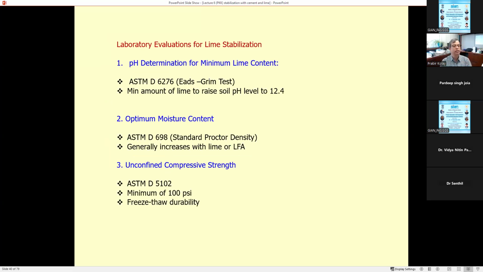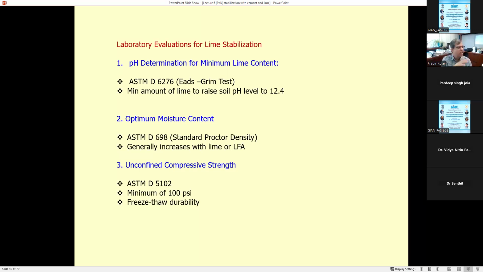For evaluation of lime stabilization, as I mentioned, there is the Eades and Grim method. First you add soil and different percentages of lime and see what the pH is. It's a quick test. A pH of 12.4 means that is the minimum amount of lime required. You may need to add more, and when the pH is almost stable, that is the minimum requirement. Optimum moisture content you can also find out with the standard Proctor test.